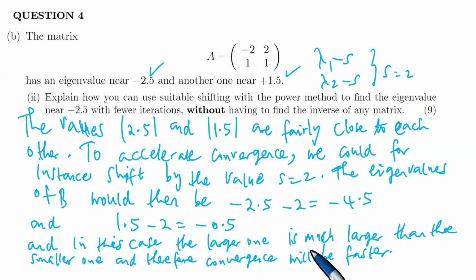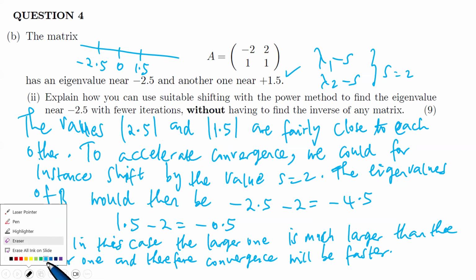So through the method of shifting, we just make sure we increase the distance between the two eigenvalues, so that they are really further away from each other. At this point you can see the difference between the two is just about 1 unit. For example, this is minus 2.5, yeah, and this is 1.5, and this is 0.